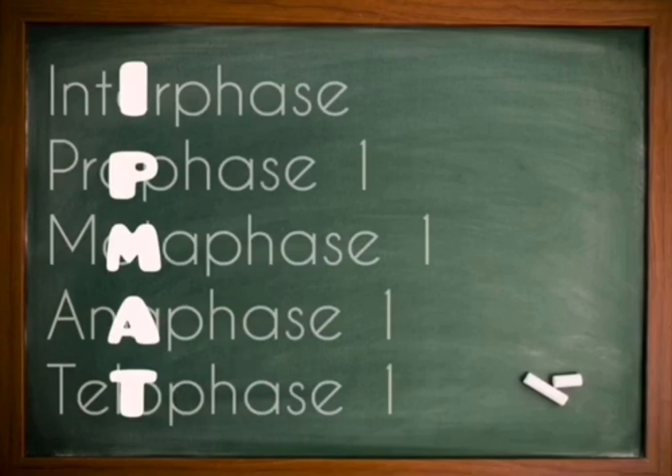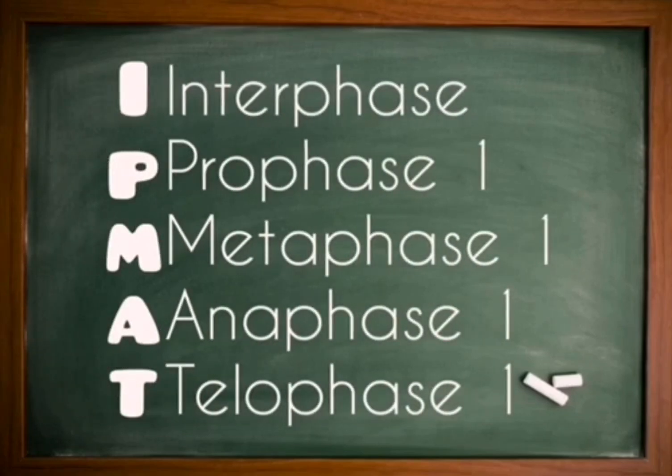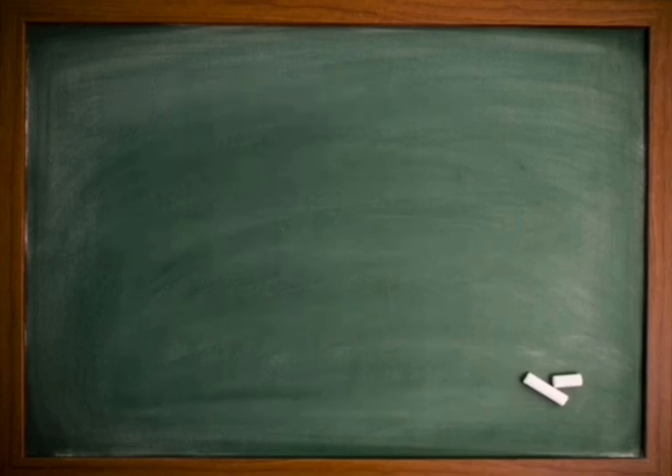So the I stands for interphase, the P for prophase 1, the M for metaphase 1, the A for anaphase 1, and the T for telophase 1. So IPMAT will remind you of interphase, prophase, metaphase, anaphase, telophase.